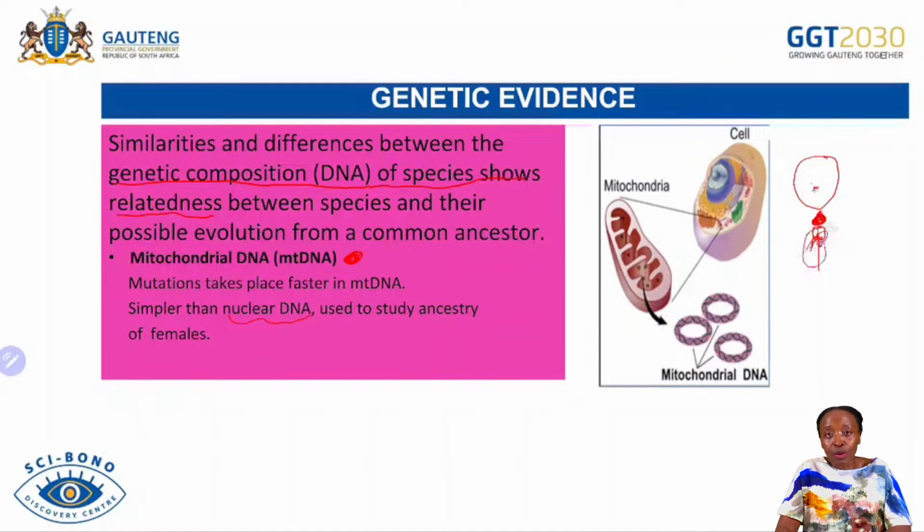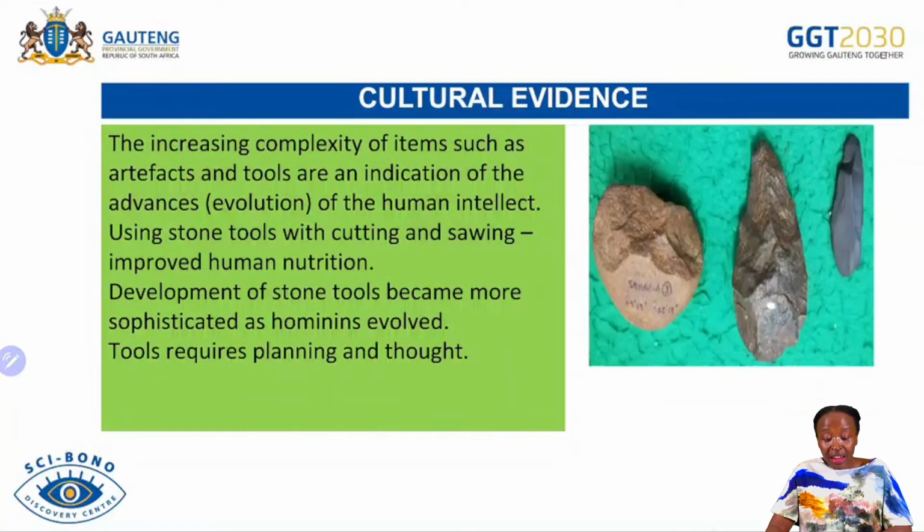So that is why when you look into tracing in relation to mitochondrial DNA, we always relate to the female ancestry, because the mitochondrial DNA that can be found is the one that belongs to the female, because the male one is destroyed during fertilization. And then we have cultural evidence.